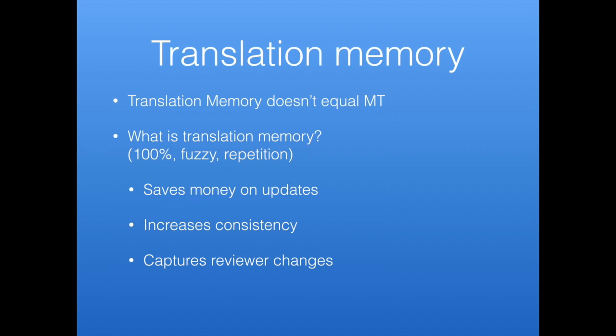A fuzzy match is when the sentences are very similar. Perhaps you only changed a word or two in the sentence. And a repetition is actually the same sentence that occurs either in the same project or in the same document, and that's also discounted. So, why is translation memory important? Obviously, it saves you money. Your translation service provider should be providing you with discounts on every project where you have matches.